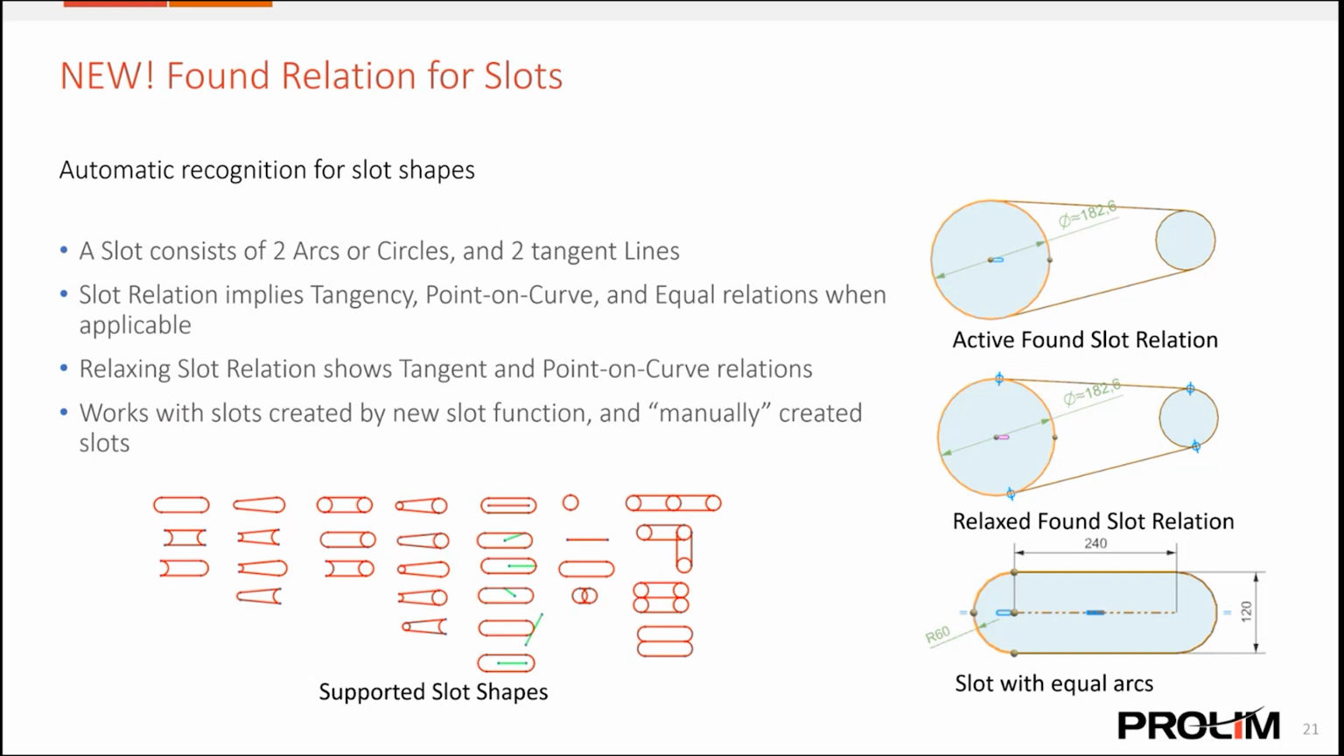So you can see the different slot shapes that are supported. These just automatically recognize slots, so you don't have to use the slot command, or you can now relax a little bit and know that, okay, once I create a geometry that is very similar to this, NX will then recognize it as a slot.